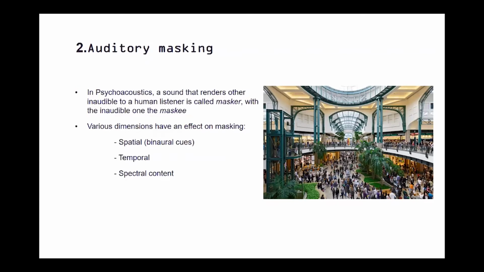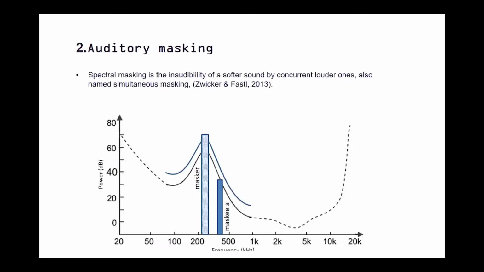There are several dimensions to the effect of masking. Spatial, which I won't be talking about in detail here. Temporal, as well, is not relevant for this presentation. And the spectral content of the signal, that's what we're going to talk about: spectral masking. Spectral masking is, as said before, when a loud sound masks a softer one when they happen in simultaneous temporal conditions.